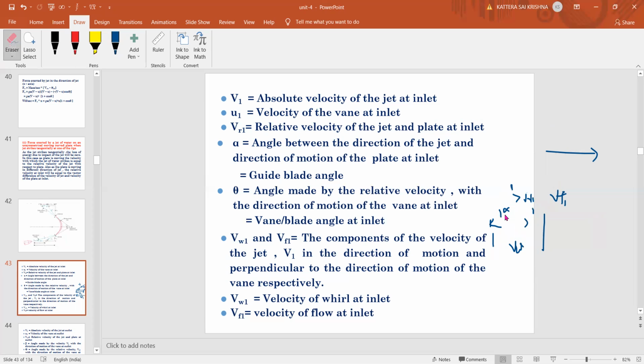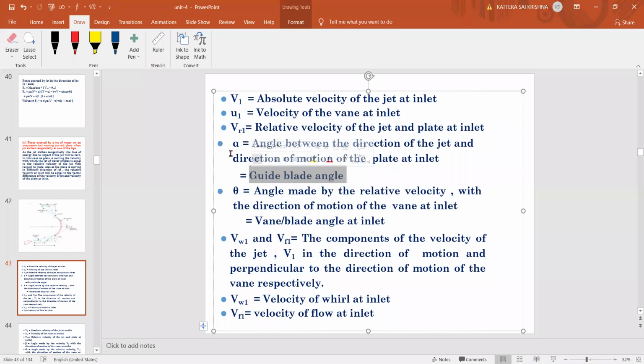Now we'll see what are all the things to learn here. Already we know these things. VW1, VR1 we know. VF1 is the velocity of flow at inlet. VW1 is the velocity of whirl at inlet. These words are important. What is the guide blade angle? This is with respect to alpha, with respect to V1. Theta is with respect to VR1. Remember these two points, very important.